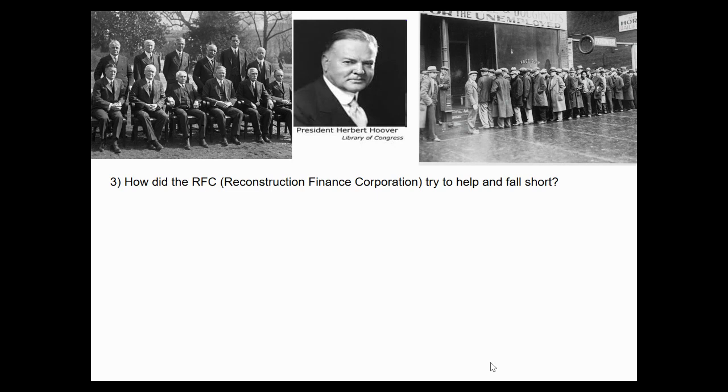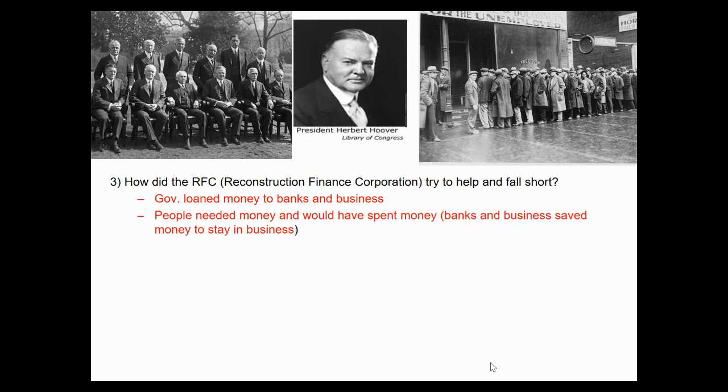Now, one thing that Hoover did that was instructive and did help was called the RFC, the Reconstruction Finance Corporation. What he did in this case is the government loaned money to banks and businesses, just like what's happened with the coronavirus right now and the Paycheck Protection Program, where the government has given money to banks to then give to small businesses, right? Now, the problem with it was it went to banks and businesses. And this is happening in America right now as well, where a lot of the money doesn't get down to the people. Individuals needed money.